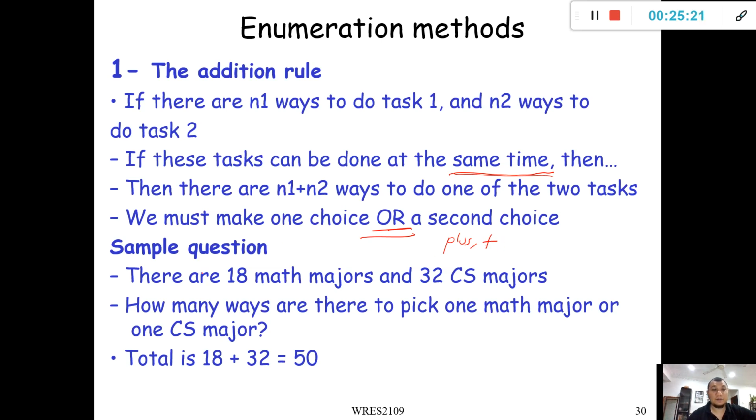Sample question. There are 18 math majors and 32 computer science majors. How many ways are there to pick one math major or one computer science major? According to the addition rule, you just add n1 plus n2. In this case, n1 is 18 and n2 is 32, so you have 50.